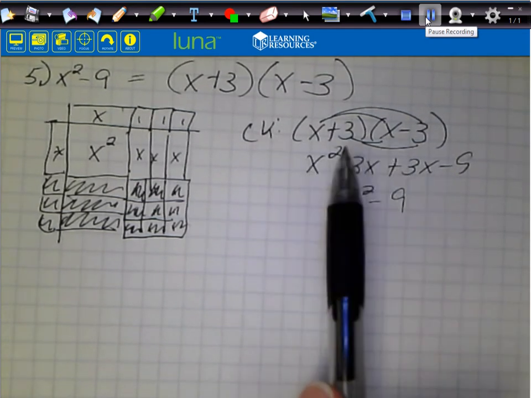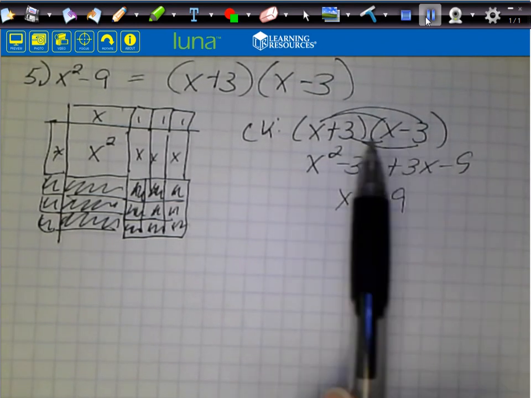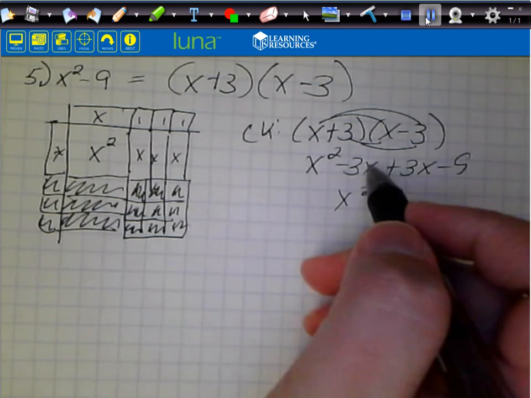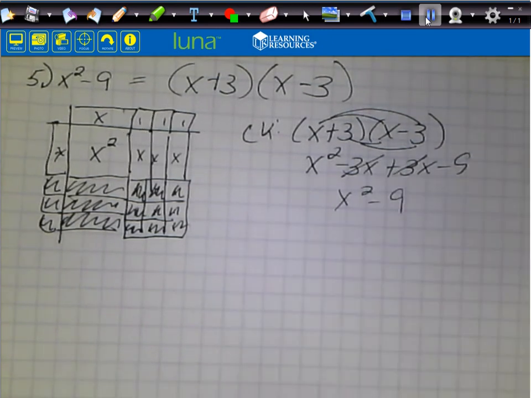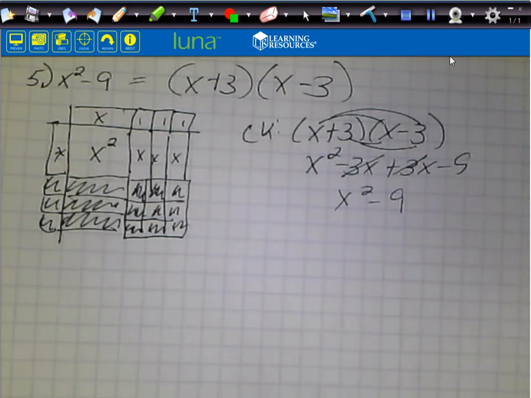X times x is x squared. X times negative 3 is negative 3x. 3 times x is 3x. And 3 times negative 3 is negative 9. The negative 3x and positive 3x are going to cancel. And I end up with x squared minus 9. Again, please make sure you have the algebra tiles, the answer, and the check written before you move on.